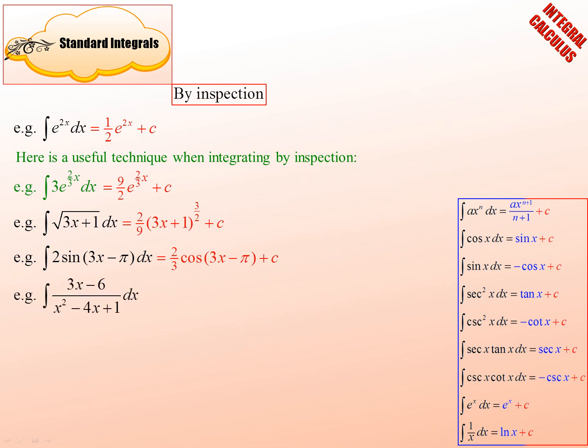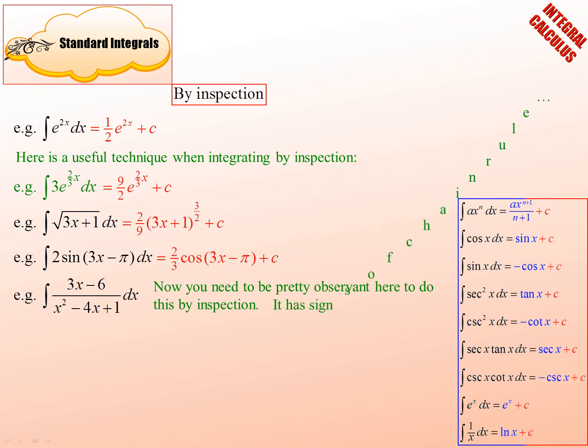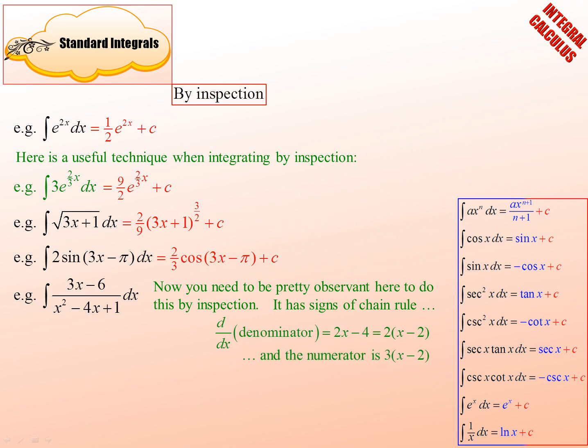In this next one, a bit more complex because the x is outside and inside in two different places, so you need to be a bit observant in this case. There are signs of a chain rule, because if you have a look at the derivative of the denominator, you get 2x minus 4, just twice x minus 2. The top line is 3 times x minus 2. So it looks as if the top line is related to the derivative of the denominator. So therefore I think that this is ln of x squared minus 4x plus 1.